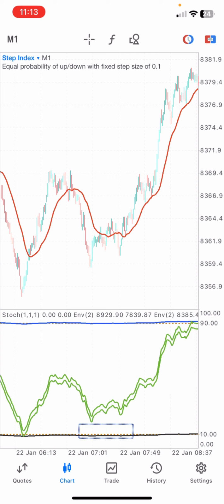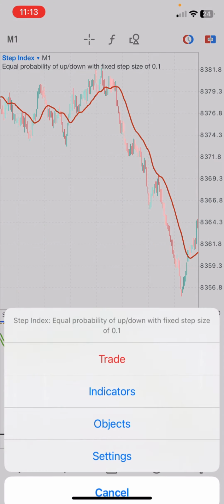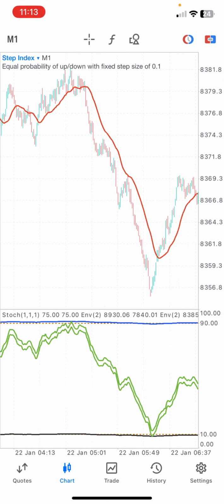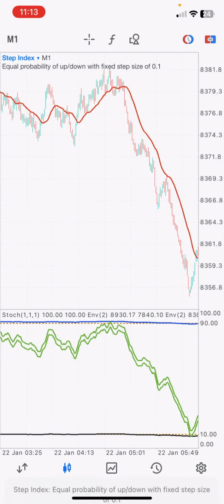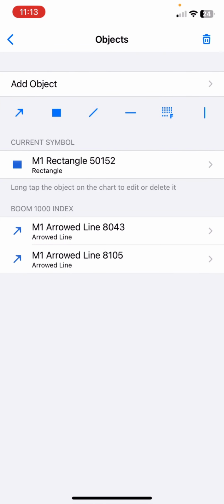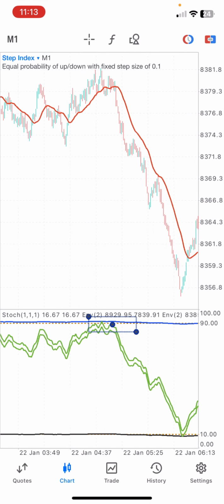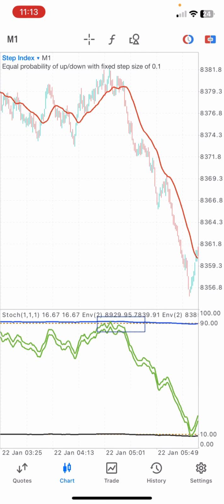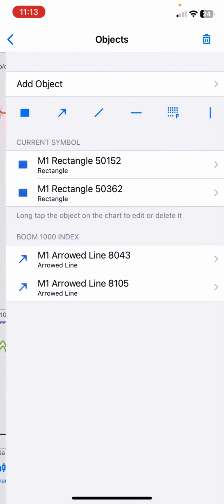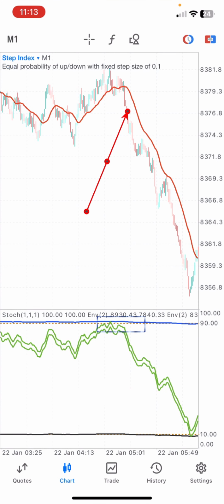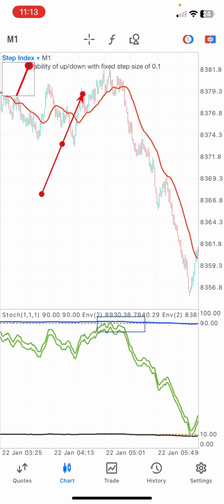Let me show you guys one more example. I already explained the buy, so let's talk about the sell. Firstly, you want to wait for the blue line to touch both the stochastic oscillator line and the envelope line. When the touches happen, the next thing you want to pay close attention to is your main chart, which is your price action. You have to wait for the price action to break below the moving average line.